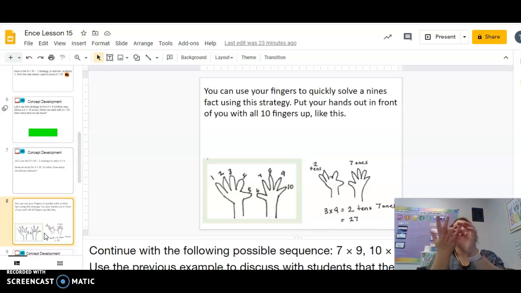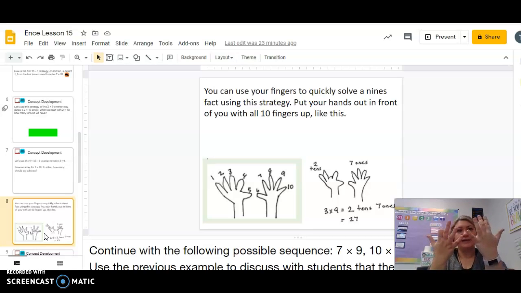Okay, 9 times 7. So 1, 2, 3, 4, 5, 6. Put down that 7th finger. I have 6 fingers before the bent finger, and I have 3 fingers on this side, so 63. Okay, 9 times 8. 1, 2, 3, 4, 5, 6, 7. Put down that 8th finger. Before the bent finger I have 7 fingers, and after it, I have 2 fingers. So 7 and 2, that makes 72.